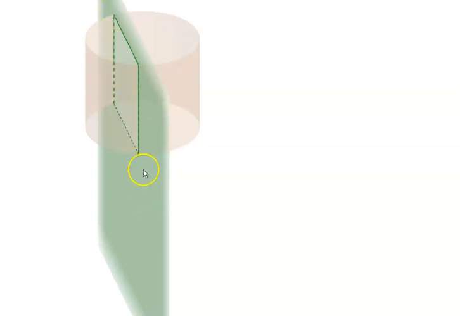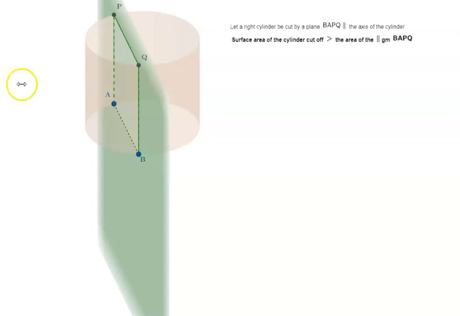So when a plane cuts a right cylinder, its intersection is a parallelogram. So let's name this as A, B, P, Q. Now let's proceed. Let a right cylinder be cut by a plane BAPQ parallel to the axis of the cylinder. The proposition is saying that the surface area of the cylinder cut off is greater than the area of the parallelogram BAPQ. Bisect the base of the cylinder, that is circle ABD at D.